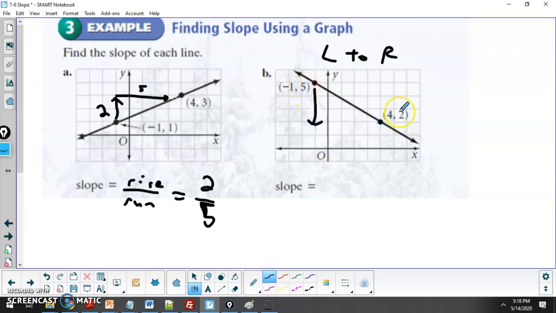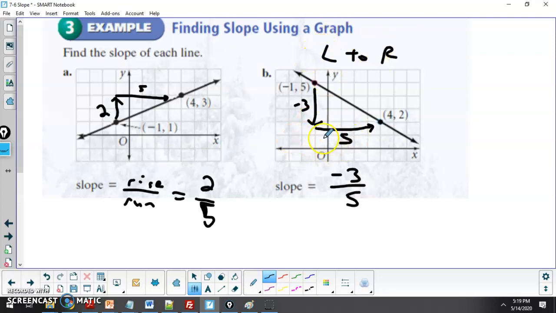Okay, we're going from 5 to 2, so that is a -3. So since we're going down, we write a negative, and then we're going to go across. We're going from -1 to 4, so this is 5 again. So we're going to write 5 again, and so our slope is -3/5. Okay, so remember if you're going down, it's going to be negative.